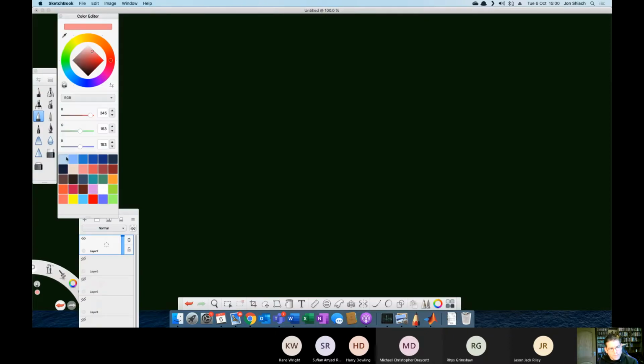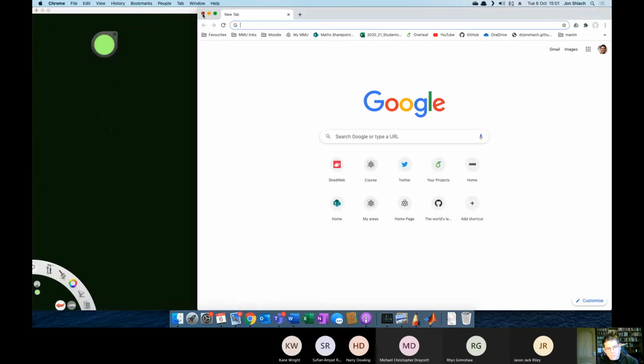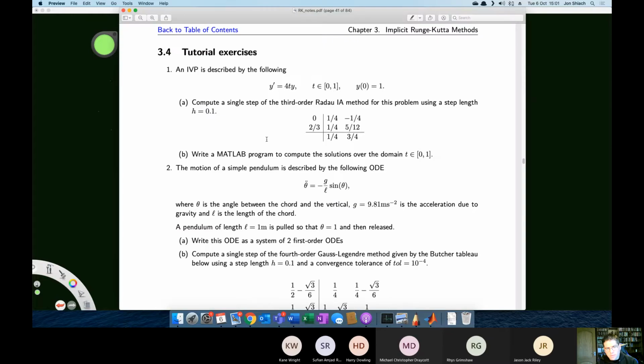I'm just going to write down what we have. So y' is equal to 4ty, with an initial value of 1, and we're asked to use a step length of 0.1. We're going to use an implicit Runge-Kutta method. If I go back to the question, we're asked to use a Radau type 1a.